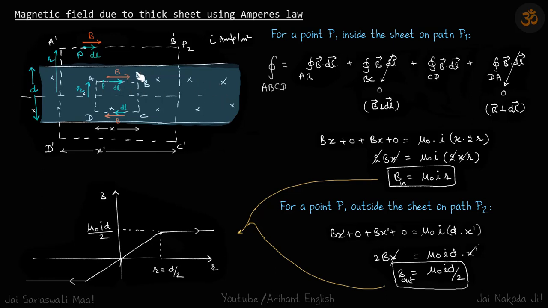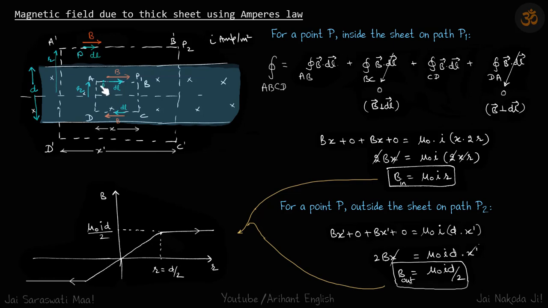So we are supposed to find the magnetic field at a point P inside and outside the sheet. So we'll take the square paths for both inside and outside. Let's take the inside first.